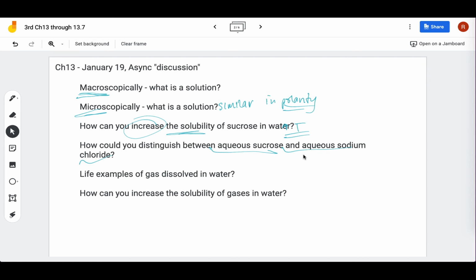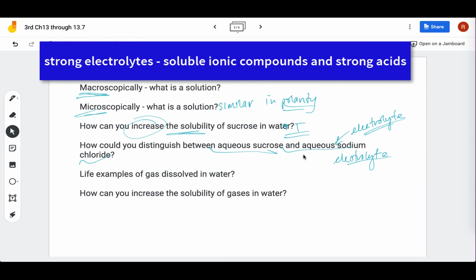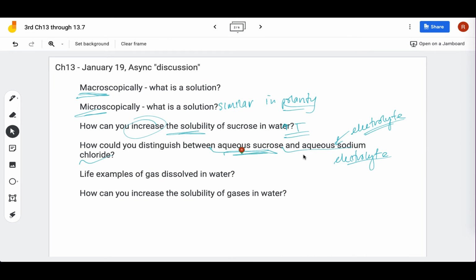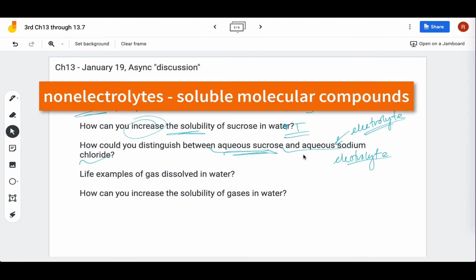We could assess whether or not one is an electrolyte solution, meaning we could test the conductivity. Sodium chloride is an electrolyte, specifically a strong electrolyte, meaning it dissociates completely into its ions. So when I look at a sample of aqueous sodium chloride, I don't have sodium chloride particles, I have sodium ions and chloride ions floating around in the water. Whereas when I have an aqueous sucrose solution, I still have molecules of sucrose that are interacting with the water.